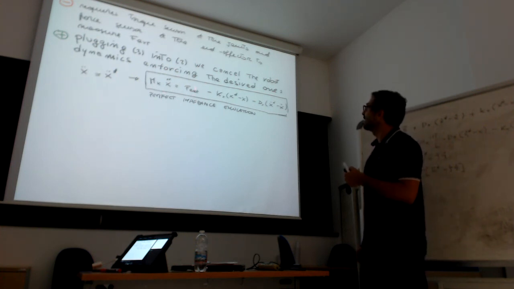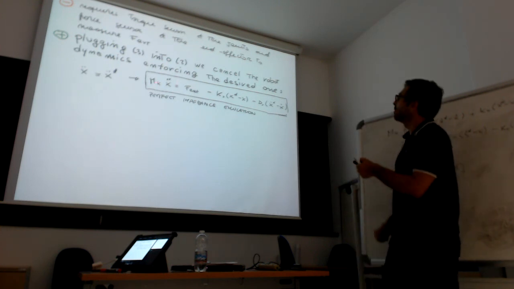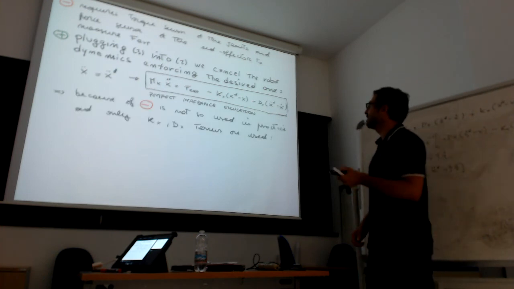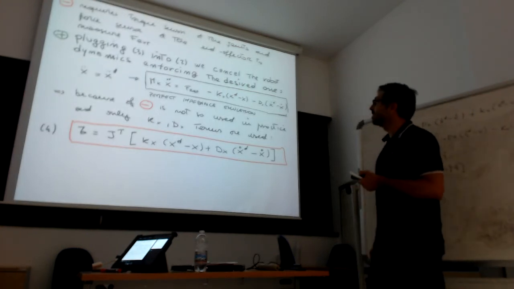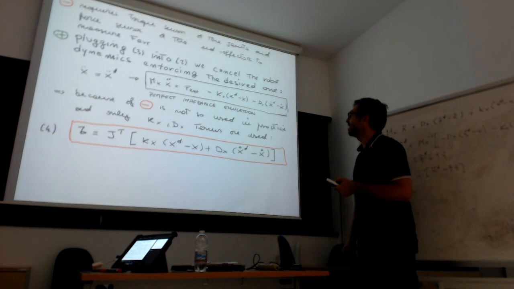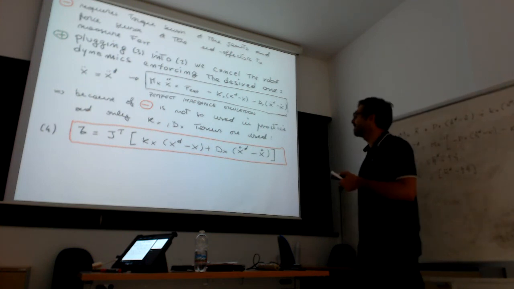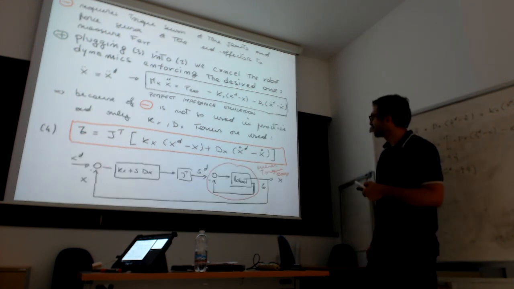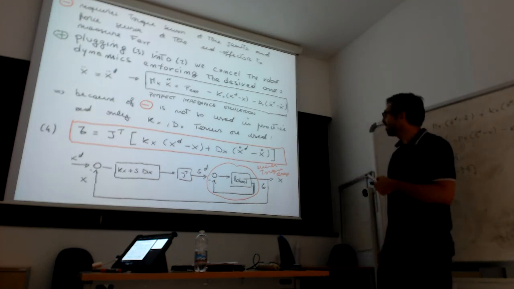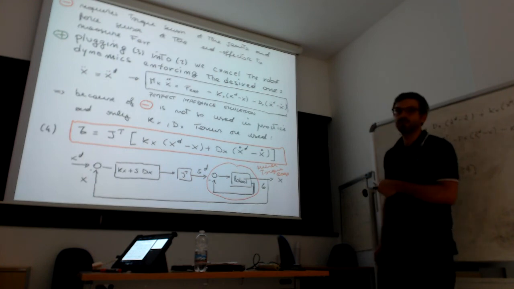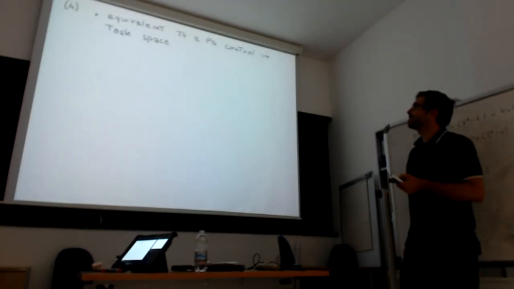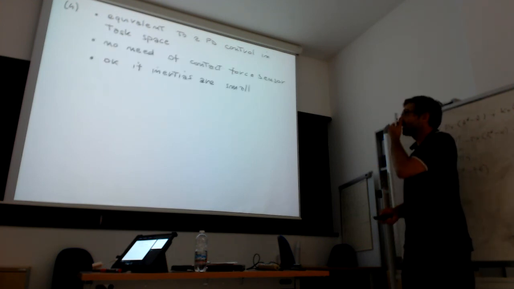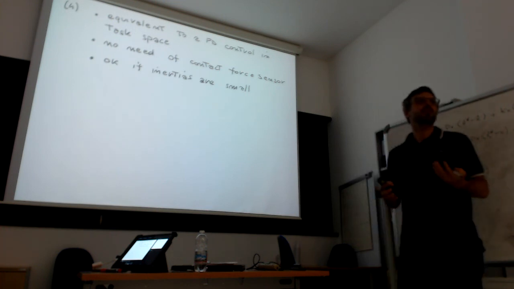So we see that given an external force, our robot will give way with a certain inertia and a certain spring and damping coefficient. But because of all these shortcomings, this approach is not really used in practice, and in general, only the KD and KX terms, the DX and the KX terms are used. This is the plot I showed you before of the cascade with an inner torque loop. And this formulation, of course, is equivalent to a PD control in the task space. It doesn't need any torque or contact force sensors, and it's okay if the inertia is small.